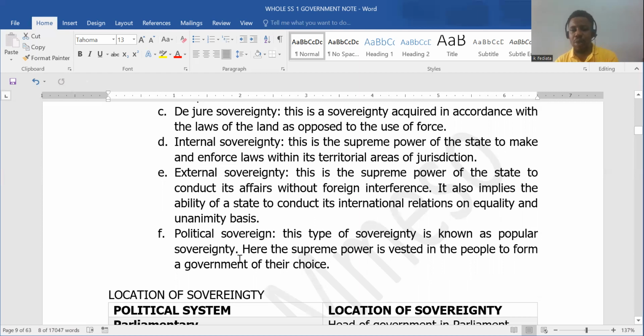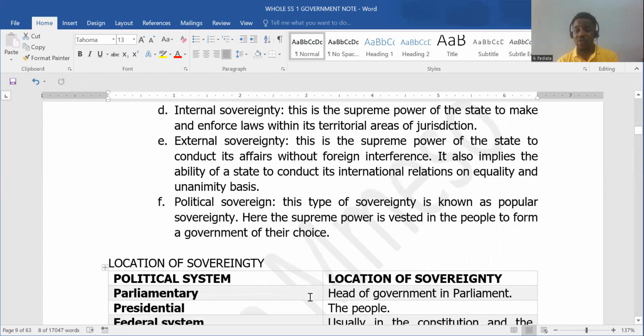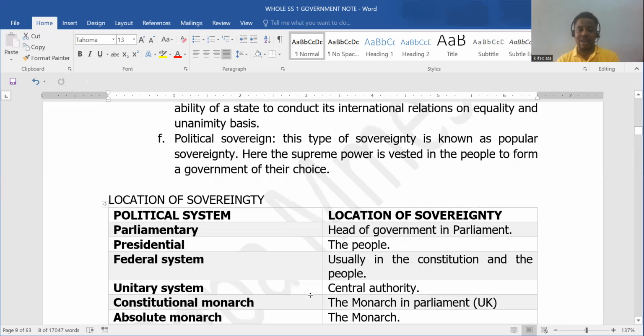Here, the supreme power is vested in the people because the people are the ones that put the government in place. So all these things we are talking about now happen if the government is a democratic government. That's where popular participation or popular sovereignty can take place. So where do we locate sovereignty in some political systems?